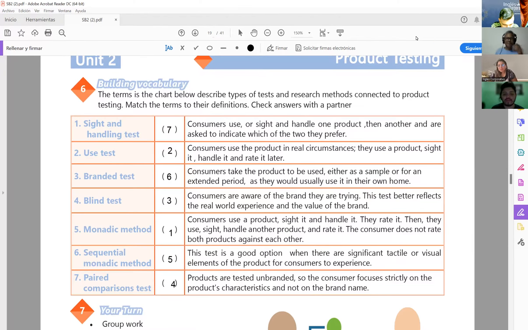Okay. Sounds like pyre. I don't know how to pronounce that. Prefer. The pair. Comparison. Teacher, can you help us with the pronunciation? Okay, tell me. Number seven. A pair comparison test. Comparison test. You are very close. Very close to find out the answer. Okay. So I think we finished.